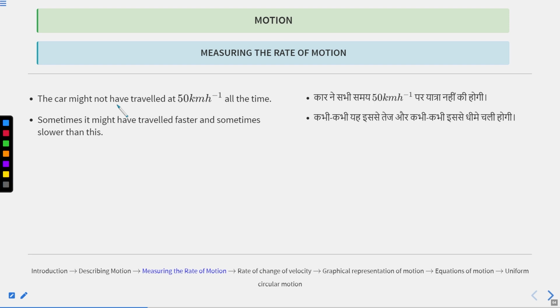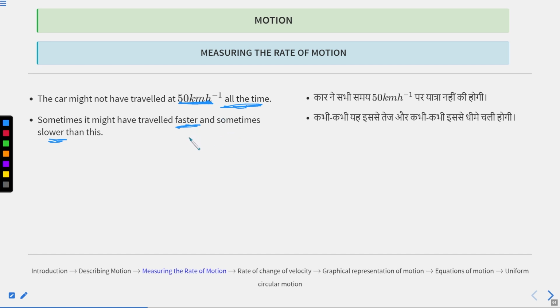The car might not have traveled at 50 km per hour all the time. Sometimes it might have traveled faster, sometimes slower, but on average its speed comes out to be 50 km per hour.